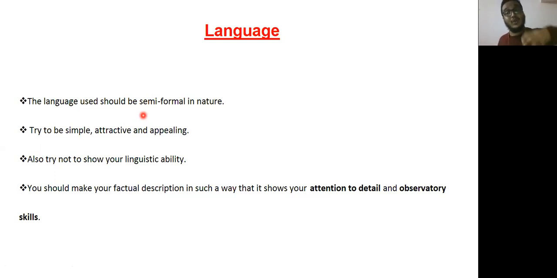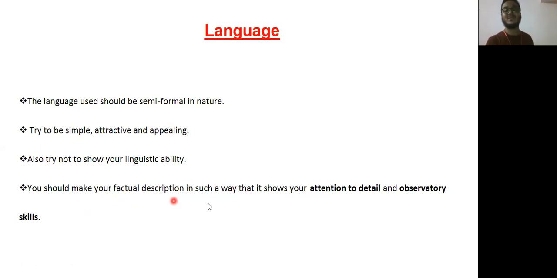You must not go into deep meanings or different kinds of language just to show your linguistic ability. You are not going to use that part here. So just try to avoid it if you have good linguistic ability. Write simple words.